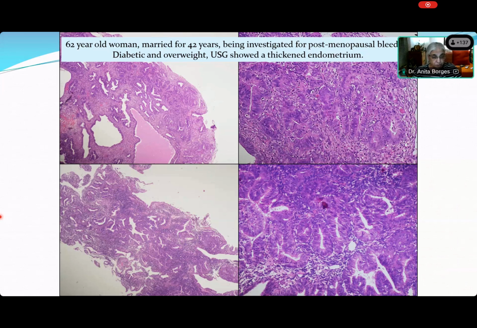Or do you think that there's no progesterone, no estrogen that's acted on this endometrium? What do you think, Vandana? There is unopposed estrogen. There's estrogen that's acted. Very good, Vandana. Is there any progesterone that has acted? Ma'am, no progesterone. Only estrogen has acted on this endometrium.